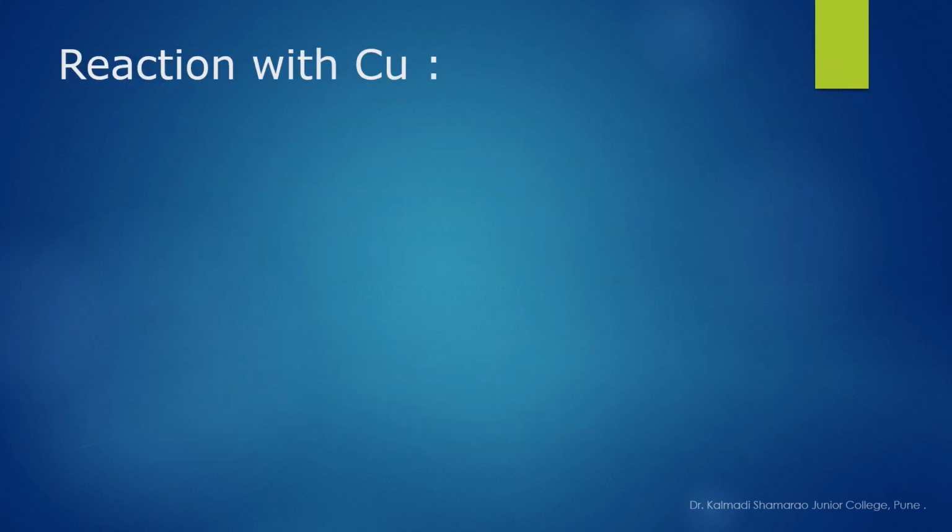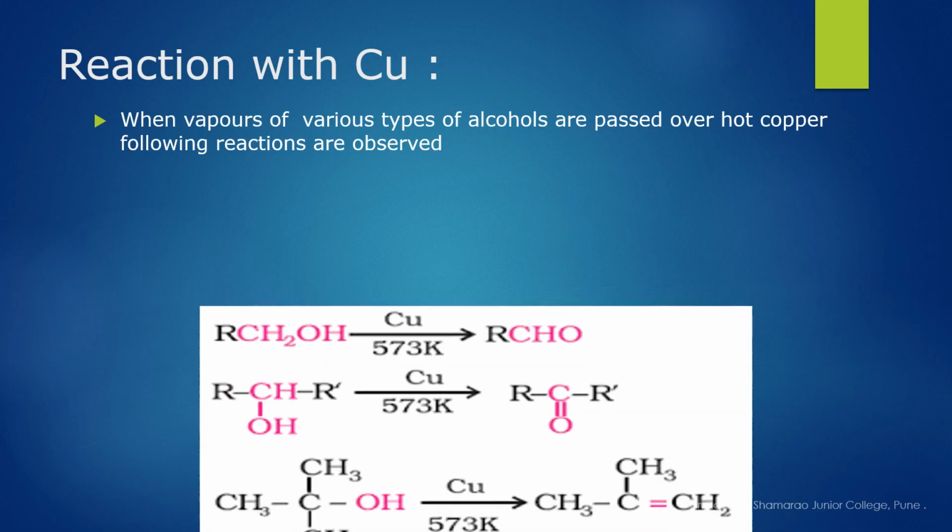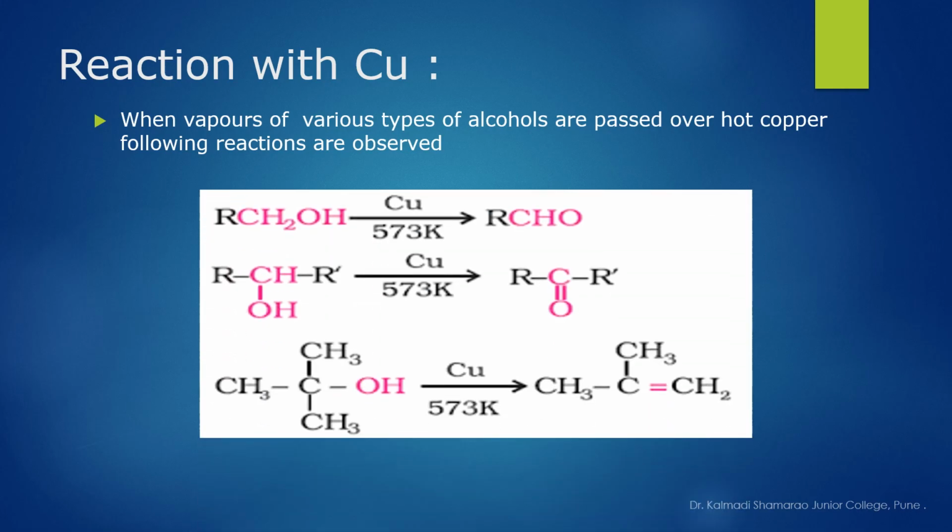Copper. When vapors of various types of alcohols are passed over hot copper, the following reactions are observed. Reactions. In this, when vapors of primary and secondary alcohols are passed over copper at 573 Kelvin, dehydrogenation takes place and an aldehyde or a ketone is formed, while tertiary alcohols undergo dehydration to form an alkene.